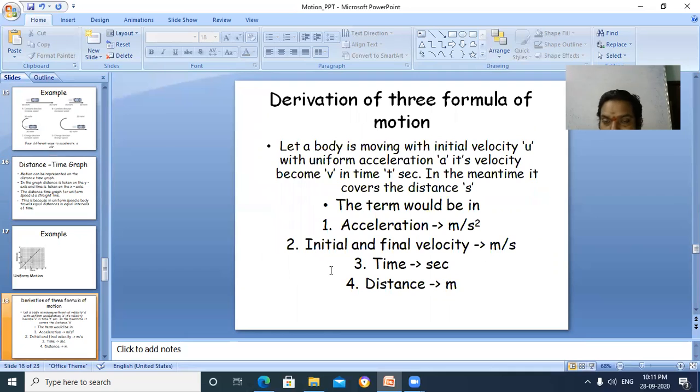Next, derivation of the three equations of motion. Very importantly, we have the fundamental laws of motion, and we have to derive the basic three equations of motion. If you look at it, a body is moving with initial velocity u and with a uniform acceleration a meter per second square, it reaches a final velocity of v meter per second in a time of t seconds. Then it covers a distance during that time. The units are: acceleration in meter per second square, velocity in meter per second, time in seconds and distance in meter.